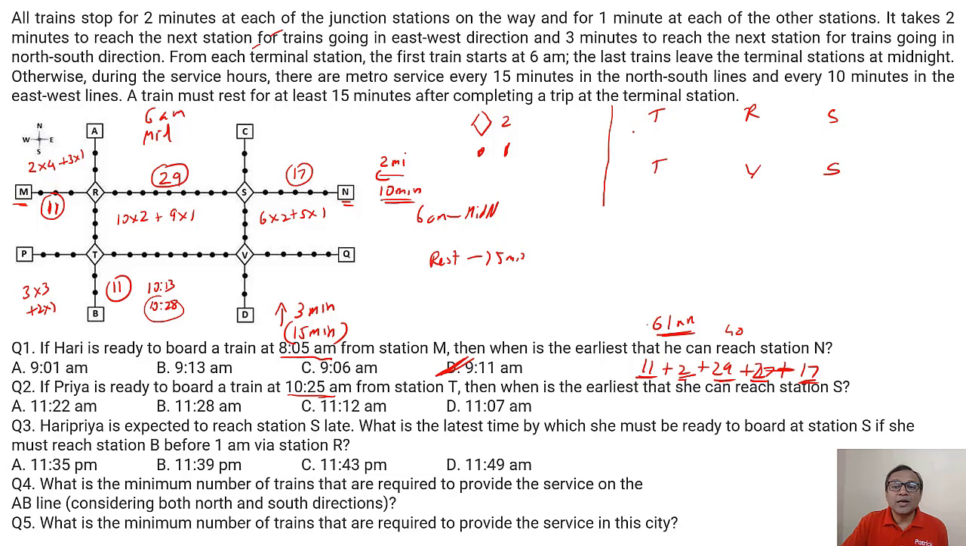If I catch the 10:28 train at T, how much time will I take to go from T to R? Again, 4 routes, 4 3s are 12 plus 3, 15 minutes it takes me. So I'll reach R at 28 plus 15, 43.